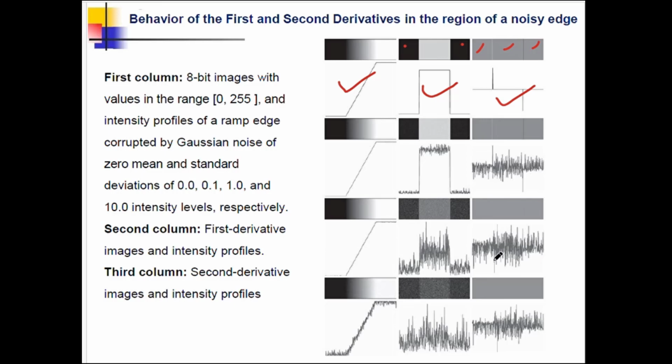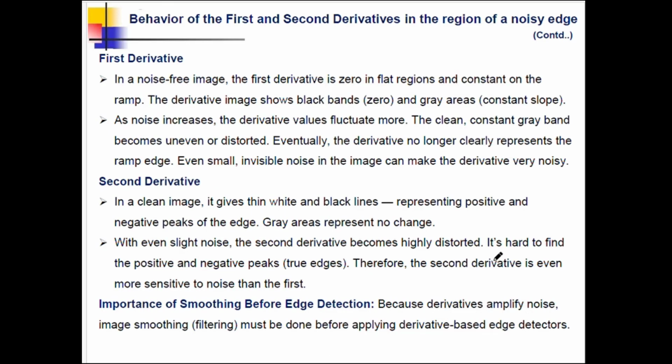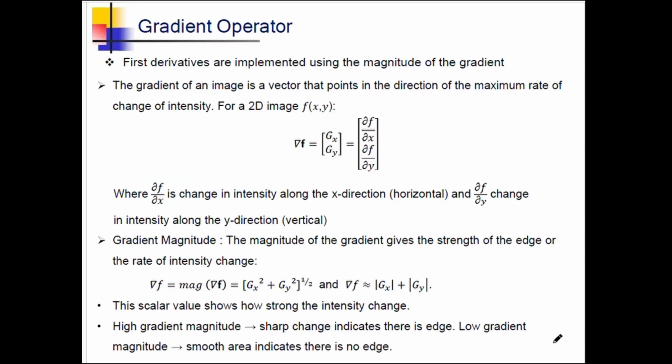So that is the reason first you have to apply some filtering. Because the derivatives amplify noise, image smoothing, meaning filtering, must be done before applying derivative based edge detectors. First you have to smooth the image and then apply edge detection using the first and second order derivatives. So this is the behavior of the first and second order derivatives in the region of a noisy edge. These derivatives are used to identify the edges. Fine. Now I'll explain the first order and second order derivatives more clearly.